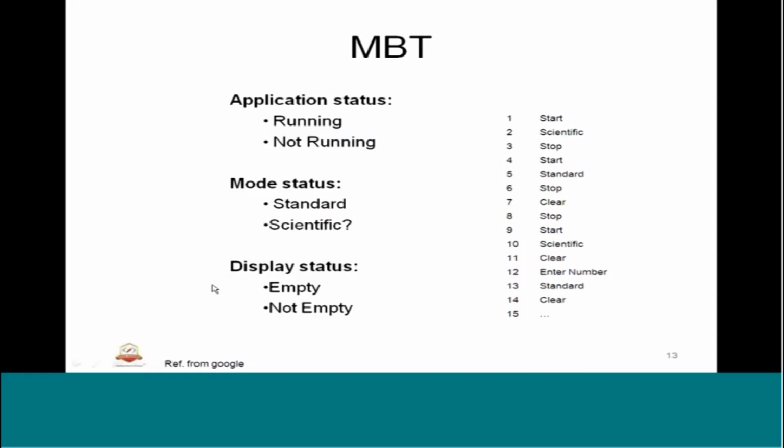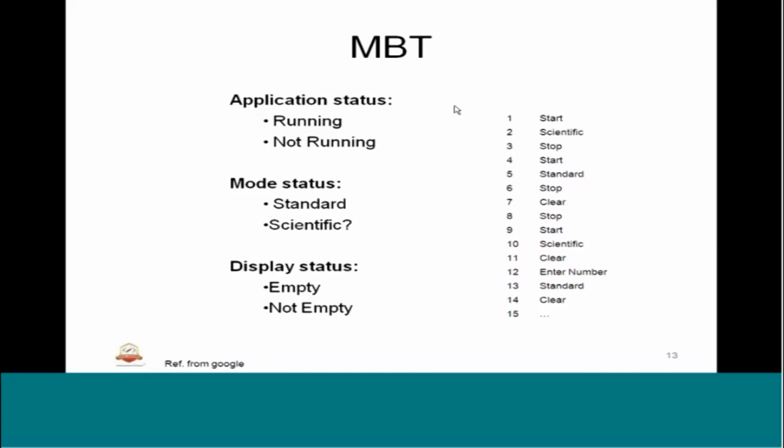Then we have a display status. The display can have A, B, C, or in terms of hexadecimal, in terms of numerical, it can show 0 to 1, 2, 3, 9, whatever the number, and it also can show plus, minus, the logical operations and, or, whatever it is. So primarily, the calculator example has three types of statuses against which that calculator model will be tested. So application status, mode status, display status. Application status has running and not running. Mode status has standard and scientific, and display status has empty and non-empty.